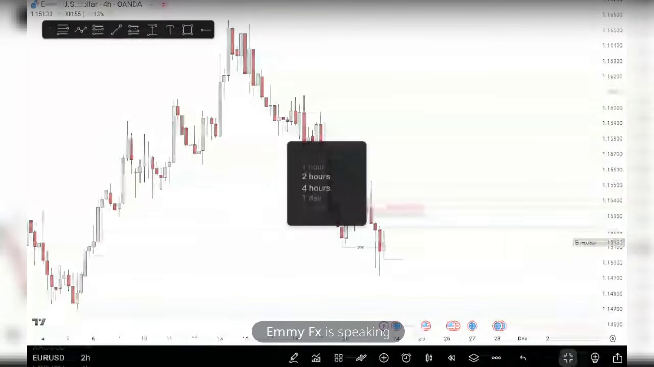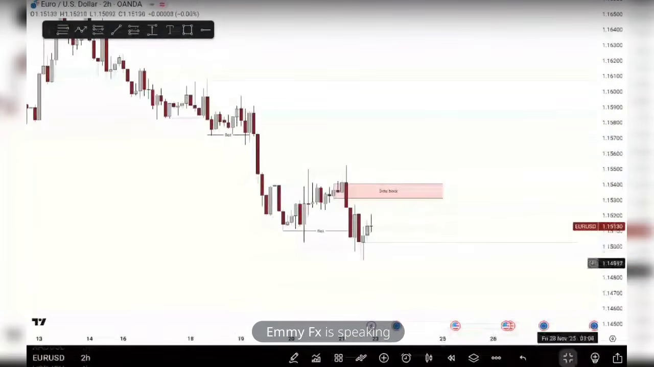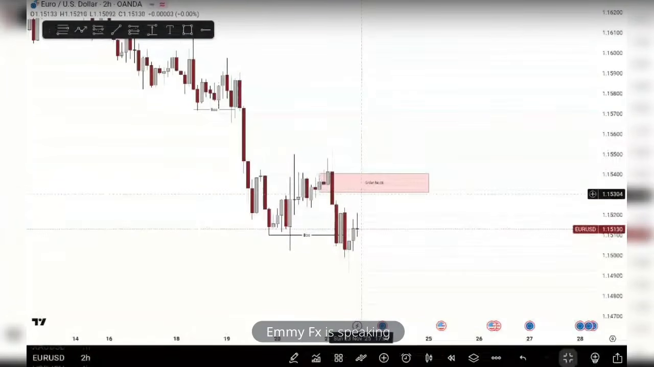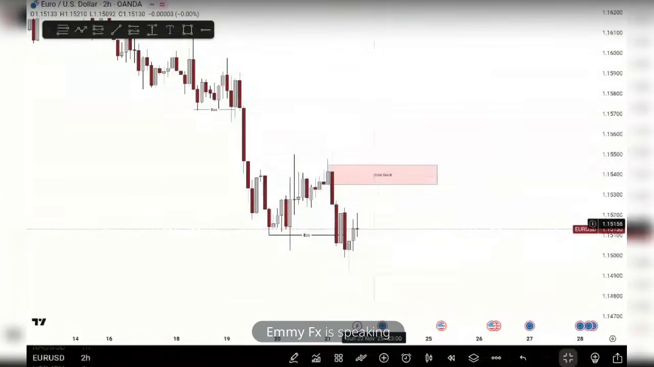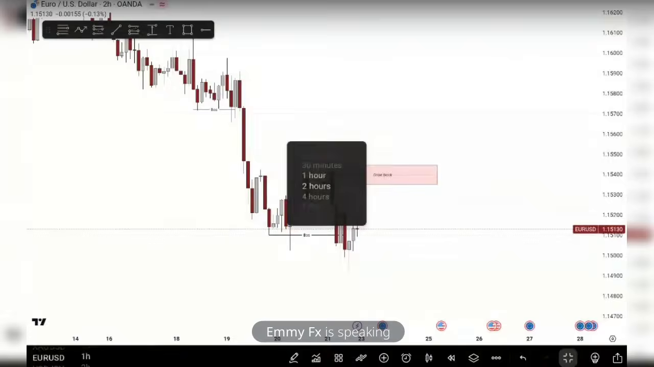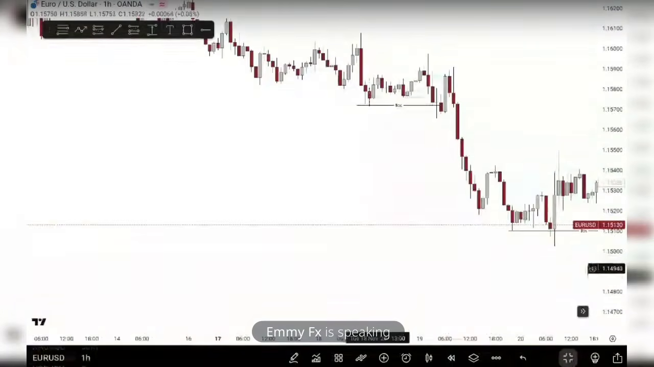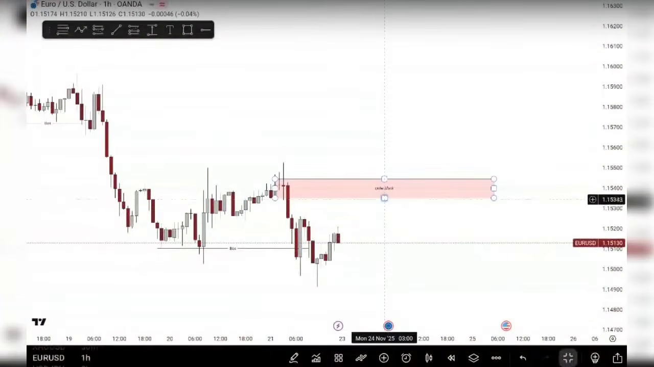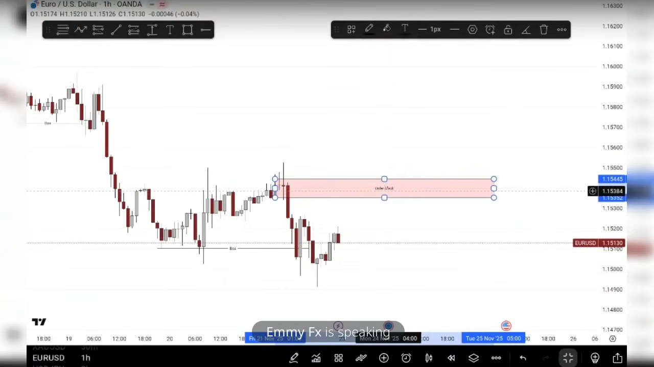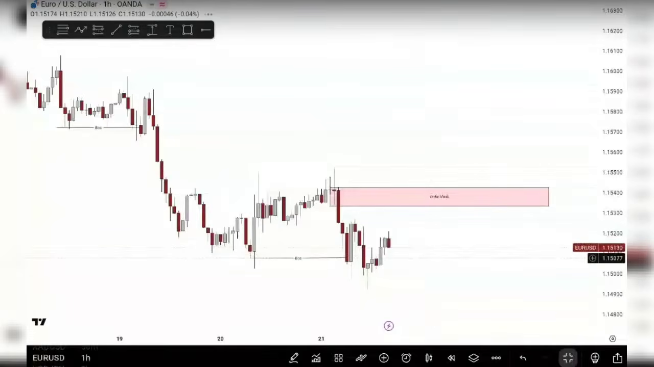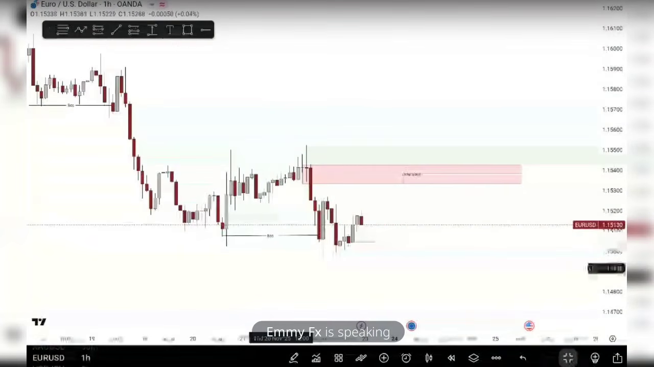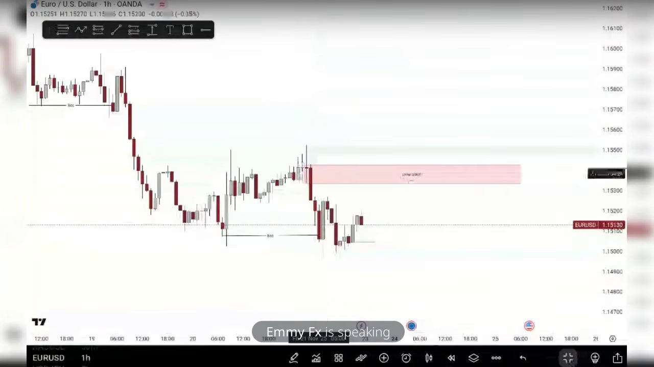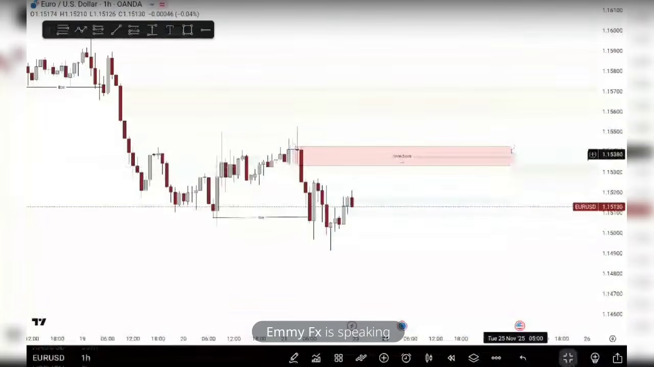Let's go to 2 hours. Now, in the 2 hours, I want to define it. This is the other block that caused the break of structure. In our 1 hour, I also want to define it. This is also the other block that caused the break of structure to the downside.